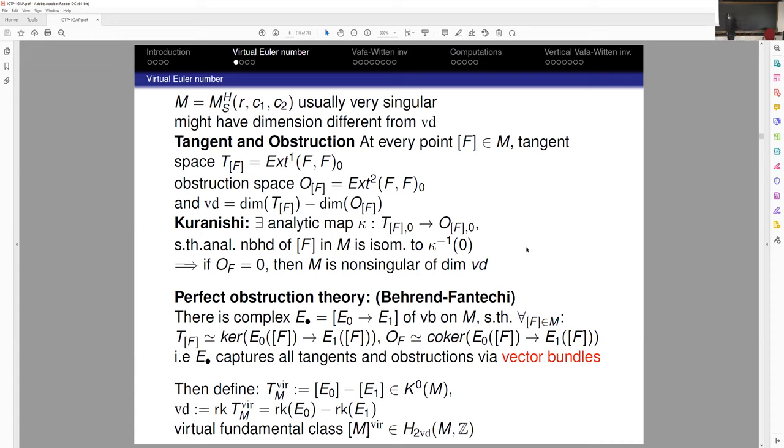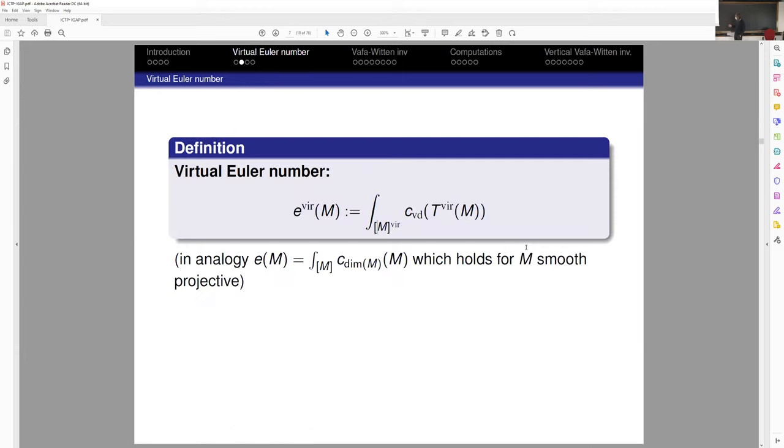One can think of this existence of a perfect obstruction theory as some kind of virtual form of smoothness. Somehow the moduli space is not smooth, but it remembers, in the form of this obstruction theory, that it wanted to be smooth. And one can use this intention to do things as if it was. So now, in particular, we can use this to define a virtual version of the Euler number.